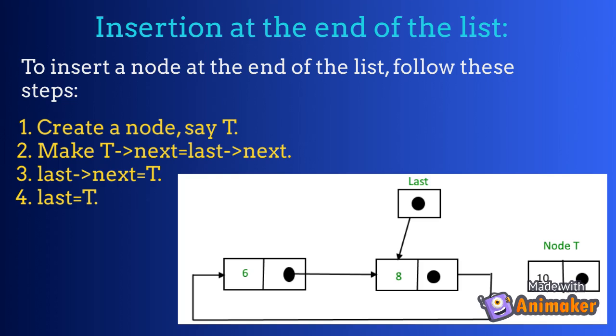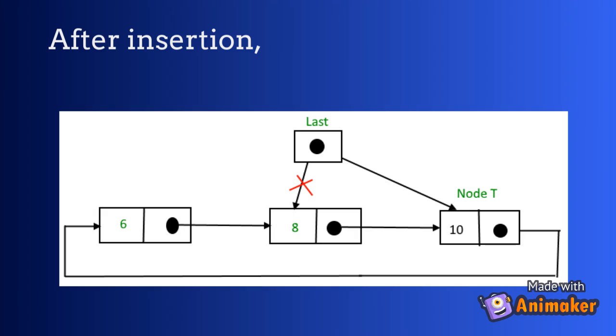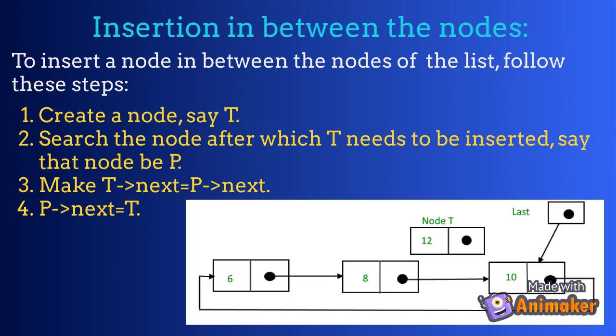Insertion at the end of the list. To insert a node at the end of the list, follow these steps. Create a node, say T. Make T next equal to last next. Last next is equal to T. Last is equal to T. After insertion, the list will look like this.